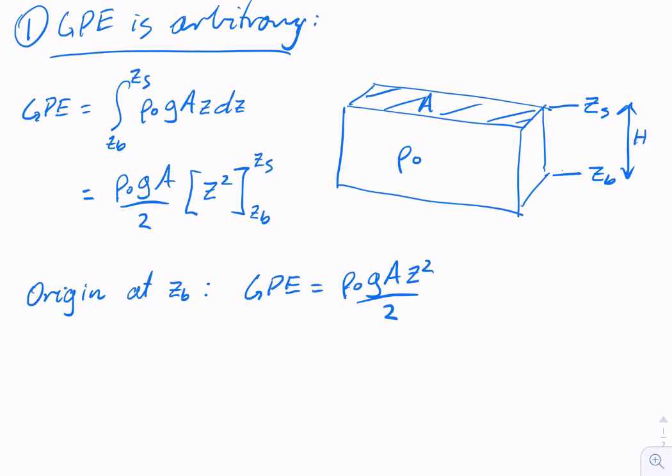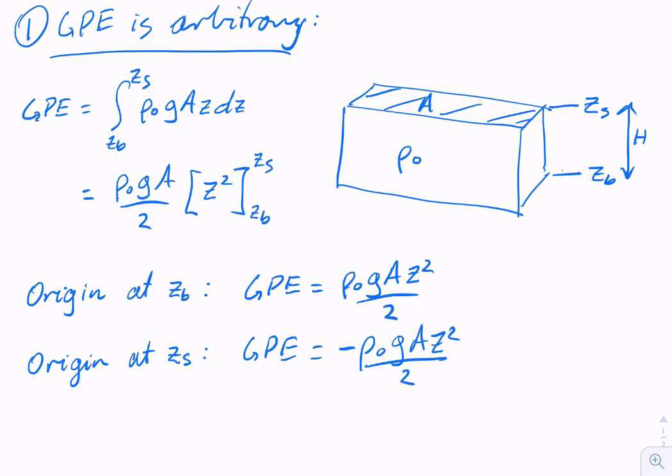On the other hand, if we define the origin at the surface, as is commonly done in ocean models, then GPE is the negative of the same quantity. In other words, the sign and the magnitude of GPE is determined entirely by where you define the origin. Now, the arbitrary nature of GPE is well known, but the common counter-argument to this problem is that we should concern ourselves with the change in GPE rather than its absolute value.